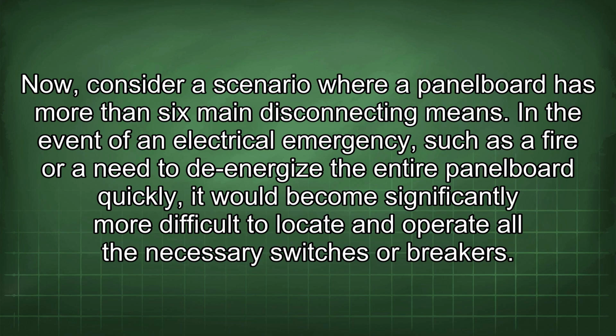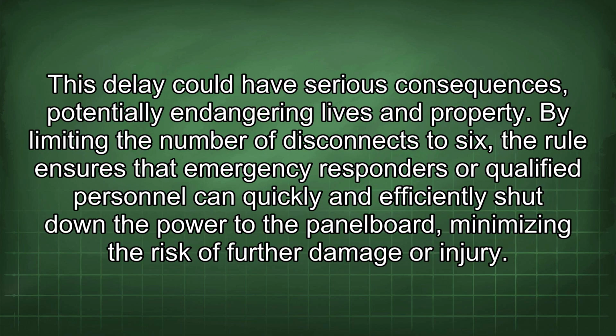Now consider a scenario where a panel board has more than 6 main disconnecting means. In the event of an electrical emergency, such as a fire or a need to de-energize the entire panel board quickly, it would become significantly more difficult to locate and operate all the necessary switches or breakers. This delay could have serious consequences, potentially endangering lives and property. By limiting the number of disconnects to 6, the rule ensures that emergency responders or qualified personnel can quickly and efficiently shut down the power to the panel board, minimizing the risk of further damage or injury.